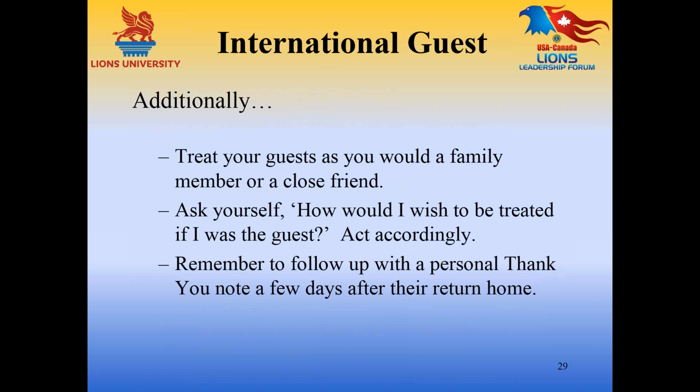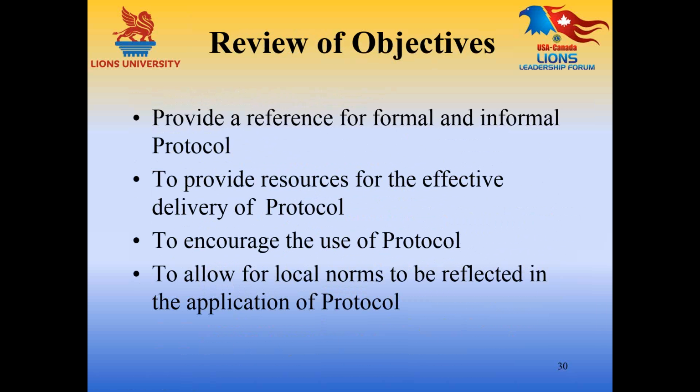So I know we've rushed through a lot of this and we've covered a few areas, and I know that there are many areas otherwise. But if we take a review of our objectives at this time, we could say that we've provided a reference for both the formal and informal recognition of local norms, as well as those orders of precedence as defined by Lions Clubs International. We provided you some resources, such as the spreadsheet. I call it the cheat sheet. I think it's an appropriate document, and it will make your life a whole lot easier.